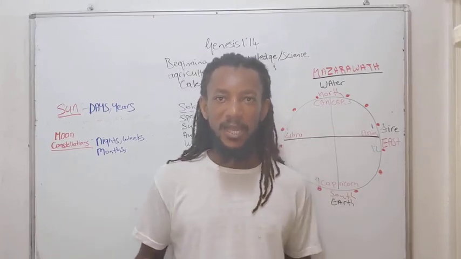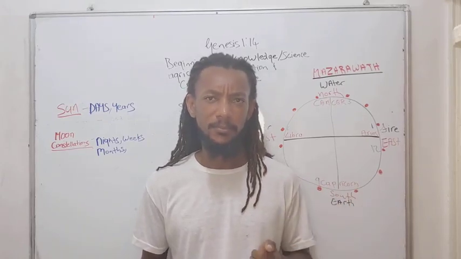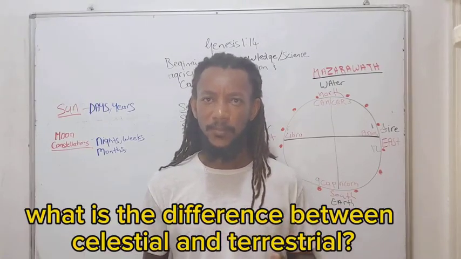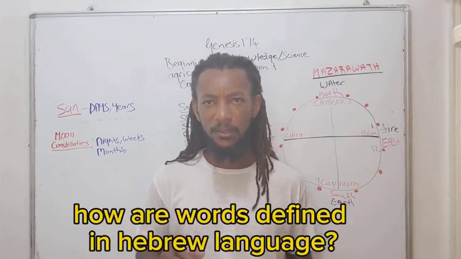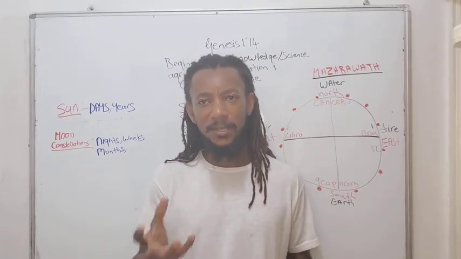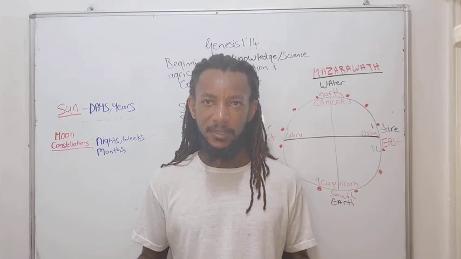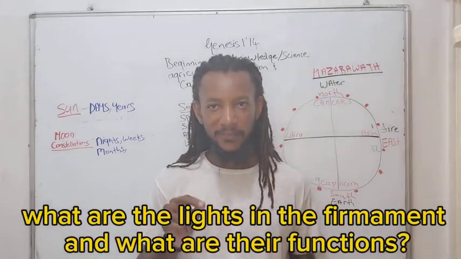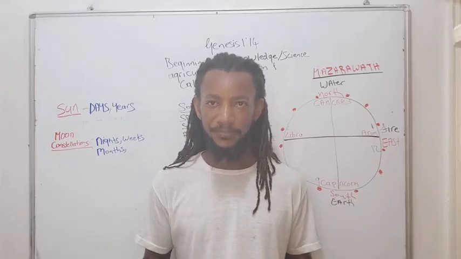So we're going to look at a few different aspects. First thing we're going to look at is, what is time? We're going to look at the difference between the celestial and the terrestrial. We're going to look at how our words are defined from the Hebraic standpoint, right? Because in the Hebrew language, it carries a concrete as opposed to an abstract meaning, right? It has a foundation. We're going to look at the lights in the firmament and their functions according to Genesis chapter 1 and verse 14.